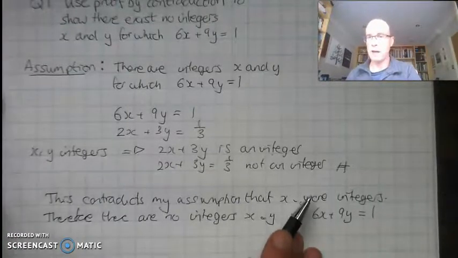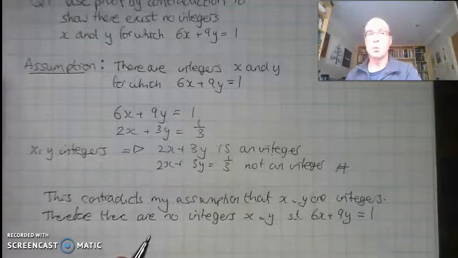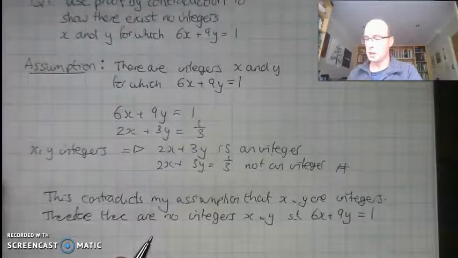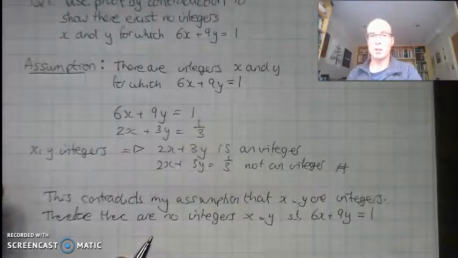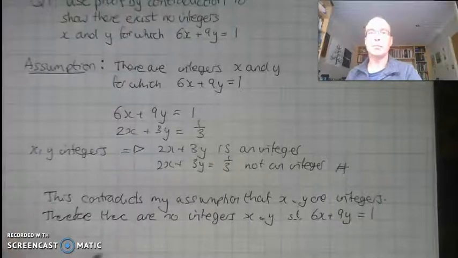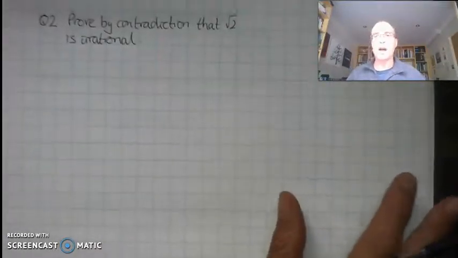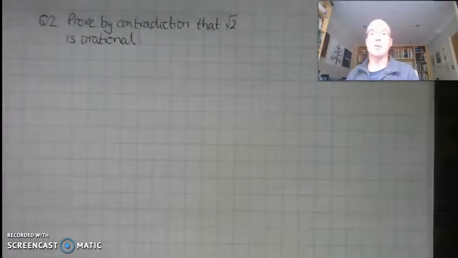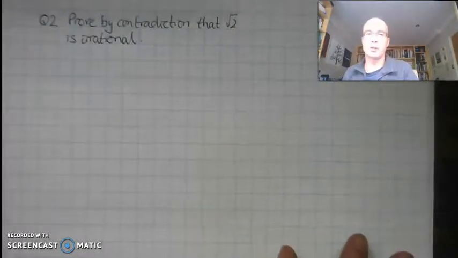So probably for that question, 4 marks maybe, 1 for stating your assumption clearly, 1 for the little bit of maths, 1 for stating your contradiction, and 1 for stating your conclusion. It's all about writing stuff down for these questions. Right, that's question 1. Let's have a look at question 2. This one definitely involves a trick. Once you've seen it, hopefully you can remember it and you can use it for similar questions.